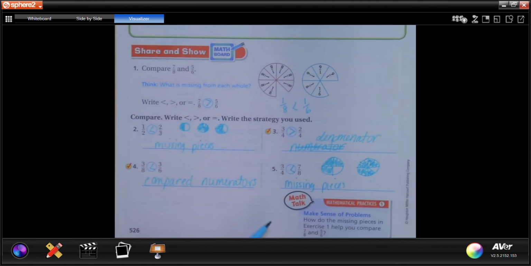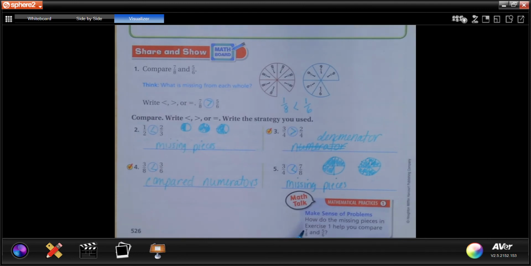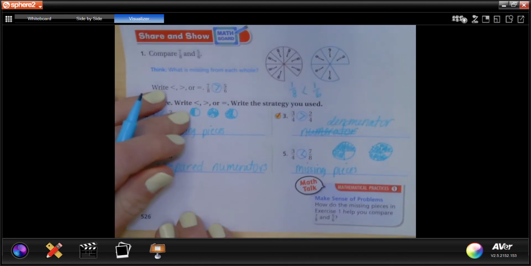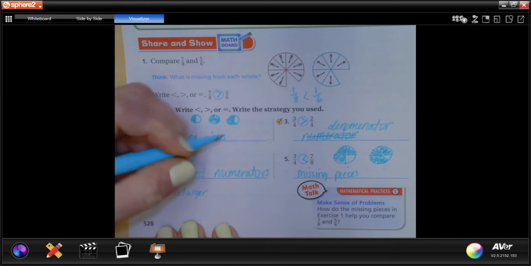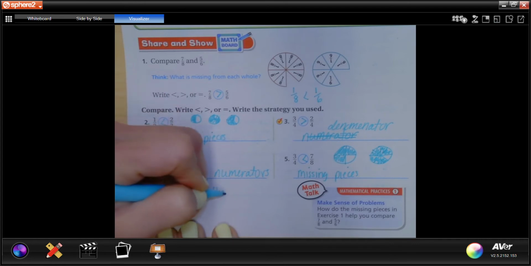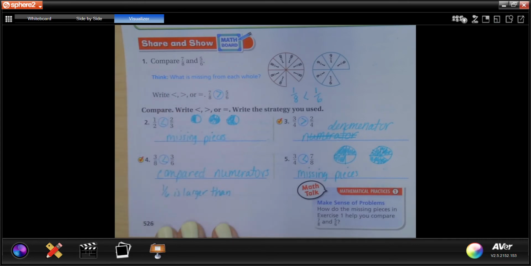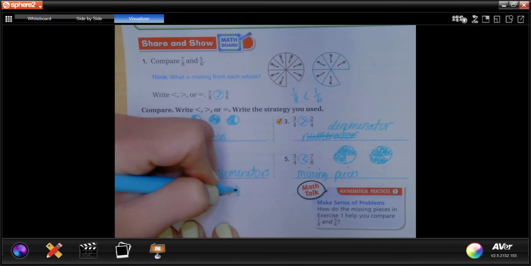Math talk. Make sense of problems. How do the missing pieces in exercise 1 help you compare 7 eighths and 5 sixths? Well, that's what we did up here. We know that, can you see this? Yes. Okay. 1 sixth is larger than 1 eighth.